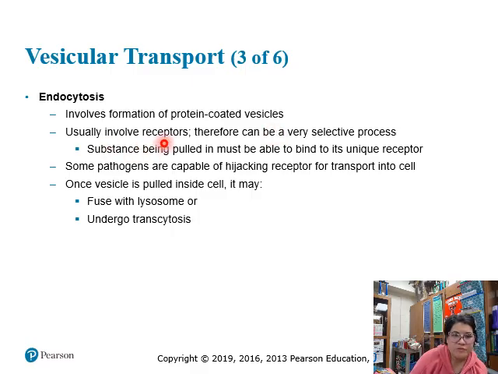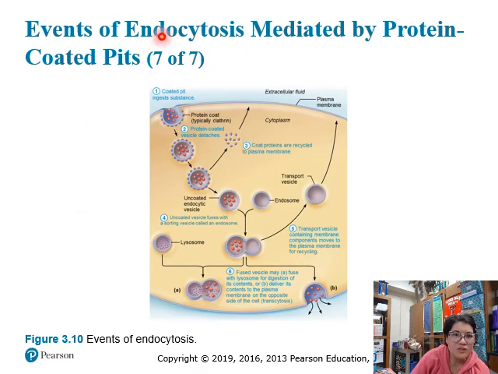The substance, whatever it's bringing in, is going to be in a little vesicle. And then if it involves receptors, it's the receptor-mediated one. Some pathogens can get into the cell like this, kind of like a Trojan horse. This happens a lot with white blood cells. They engulf bacteria to protect us from bacterial infection, and then they eat the bacteria. So here's what it looks like.